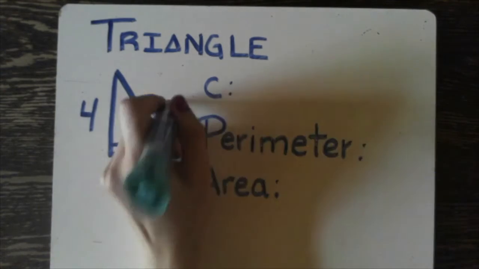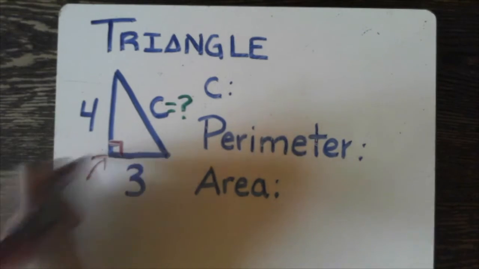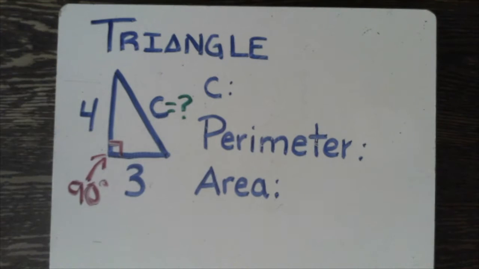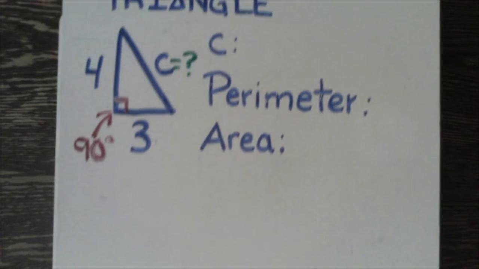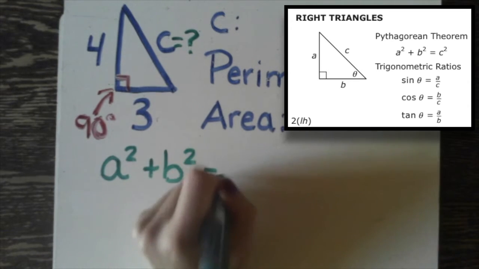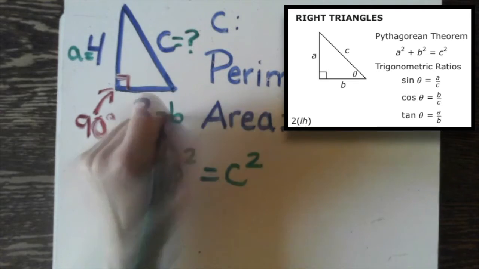Here we are given a right triangle. I know it is a right triangle because it has a 90-degree angle, and opposite to it is our hypotenuse, which is missing a length. In order to find the perimeter, we are going to need to find out that length, and of course we are going to use the Pythagorean theorem, which is on our reference sheet as well.